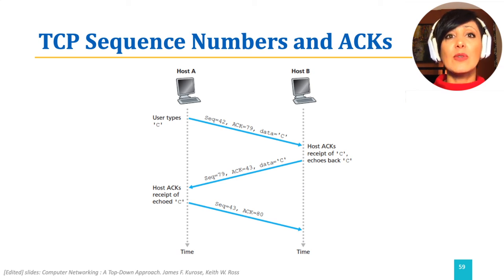If A receives letter C and echoes another letter C, the communication will continue with sequence number 43 and ACK 80. Note that the acknowledgements are not separate segments and are included in data segments here. This is called piggybacked ACKs.